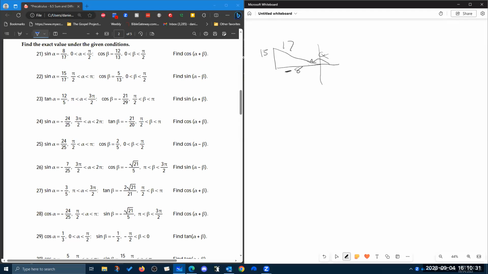And then we have beta in quadrant 1 with a cosine of 5/13. So that makes that a 12. We want to find sine of alpha minus beta. It's going to be sine alpha cosine beta minus cosine alpha sine beta.